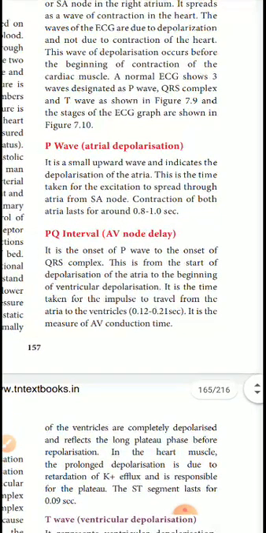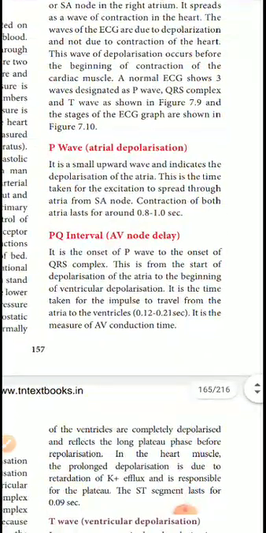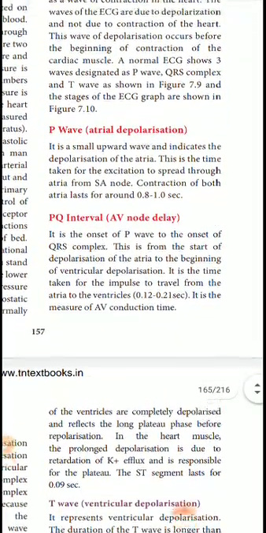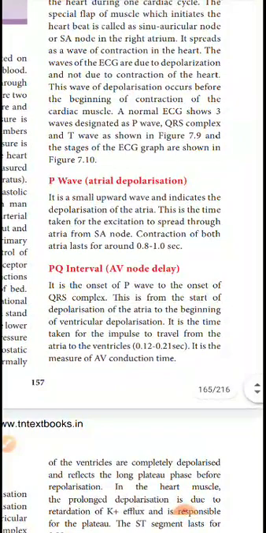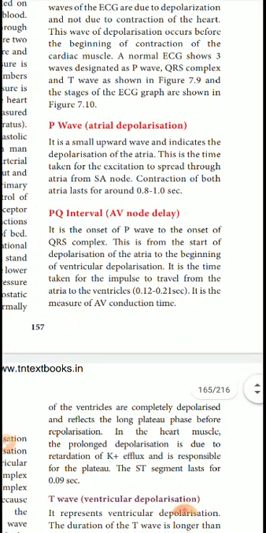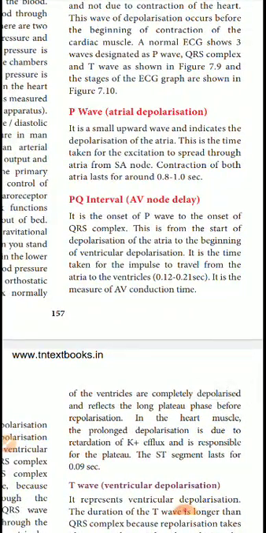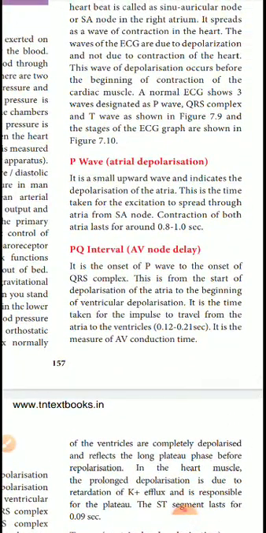The normal ECG shows 3 waves. Very important. How many waves? 3 waves. What are the waves? P wave, QRS complex and T wave, as shown in the figure. P is separate, QRS together we call one wave, and the T wave. Okay, in figure 7.9 there is an ECG graph. If you are at home, the ECG graph is also in that. In the next live class I will show the ECG graph to you.